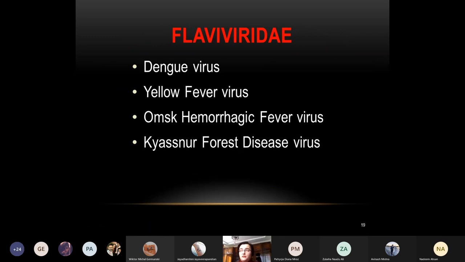And next family, a very big family, the Flaviviridae family, that includes, as you see, dengue virus, yellow fever virus, Omsk hemorrhagic fever virus, and Kyasanur forest disease virus. Don't mix them up. Flaviviridae contains a lot of other viruses, but now we are speaking about hemorrhagic fever viruses.